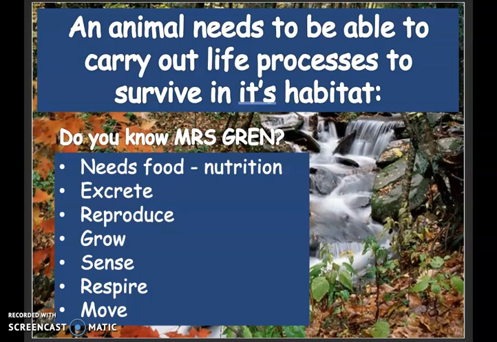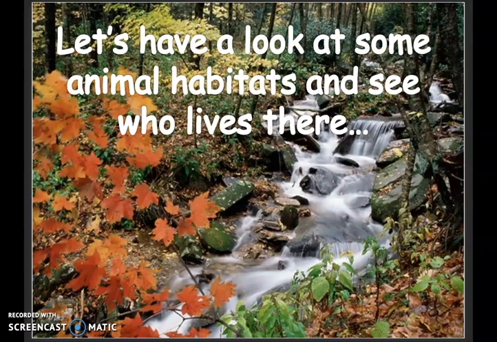It's these 7 examples that are needed by each living organism to be carried out in their habitat. Their habitat has to allow them to do all of these 7 for these living organisms or animals to be able to live happily. So it's now time to have a look at some different habitats, and see what different organisms live in those habitats and why they might have chosen that habitat to live in.